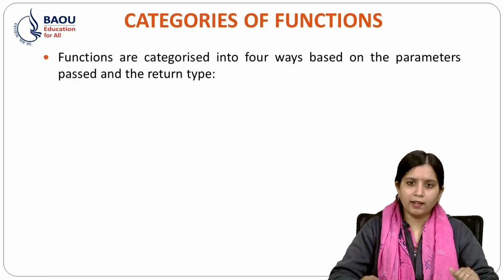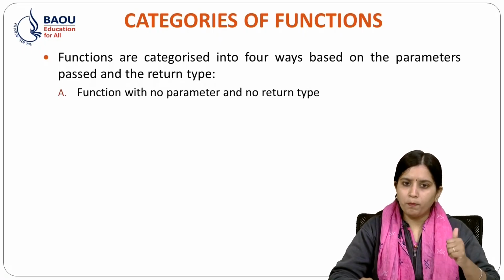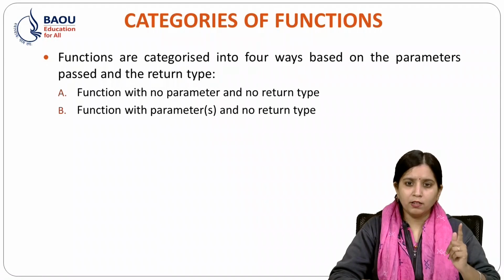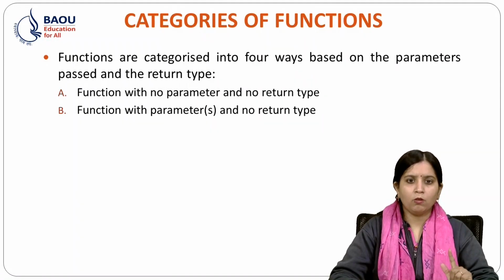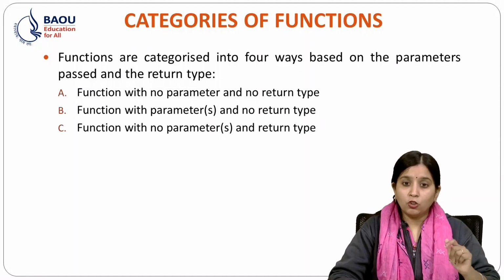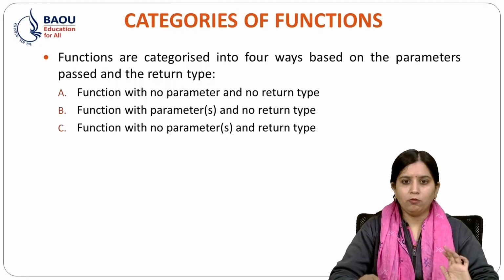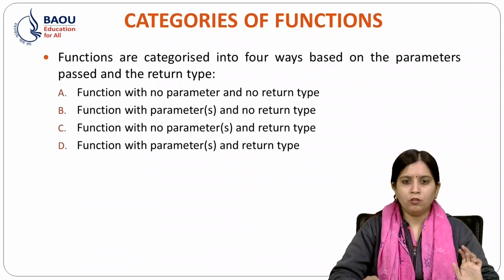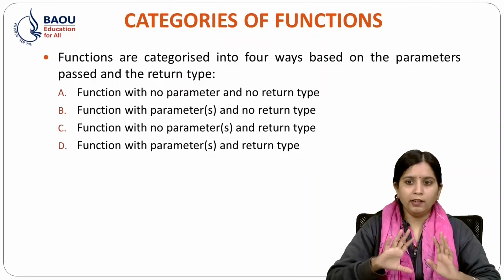So what are the categories of function? Function with no parameter and no return value. Function with parameters and no return value. Function with no parameters and return value. Function with parameters and return value. So let's see this in detail.